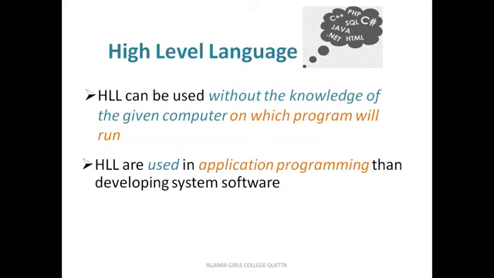So high-level languages are used in application programming, rather than developing system software, because they are closer to the humans as compared to the computer, and therefore they are not used for writing those applications through which you can control the computer. Instead, they are used for developing application programs and some specific software, like word processors or some gaming apps.